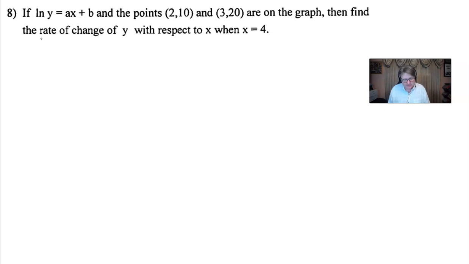It says, if the natural log of y is equal to ax plus b and the points (2, 10) and (3, 20) are on the graph, find the rate of change of y with respect to x when x is 4. Now, obviously, the words find the rate of change of y probably resonate very well with most calc students because you are going to find the derivative of y with respect to x. And you do have to do that in a sort of implicit fashion since this y is not by itself.